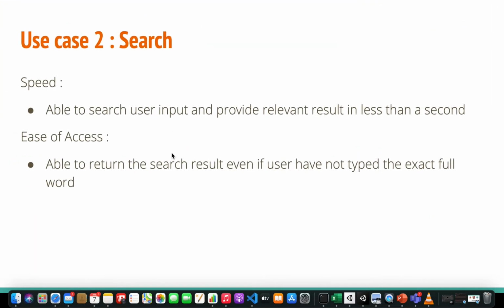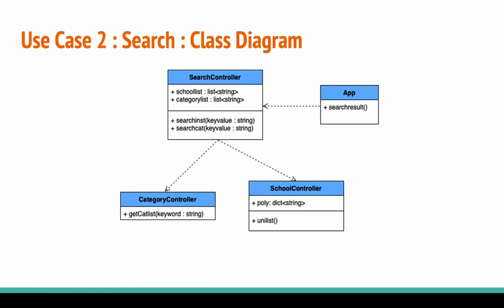So let me go through the class diagram as well. So we have the search controller that gets the school list from the school controller and the category list from the category controller, and has a specific search institution and the search category methods to search the respective keyword. Finally, this is being displayed in the app boundary class.